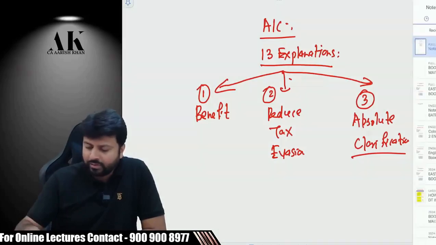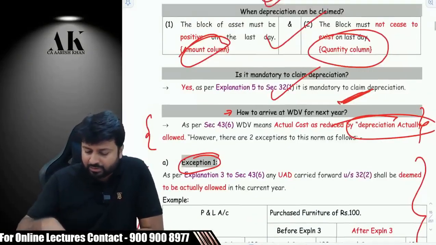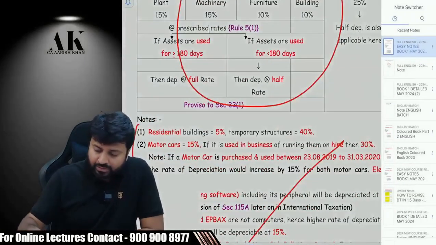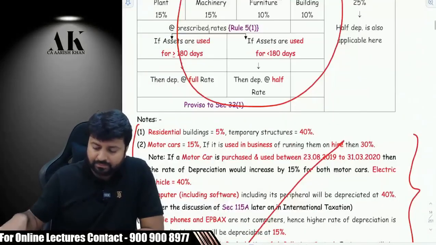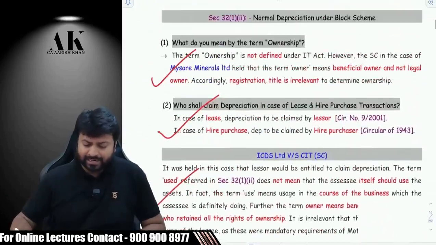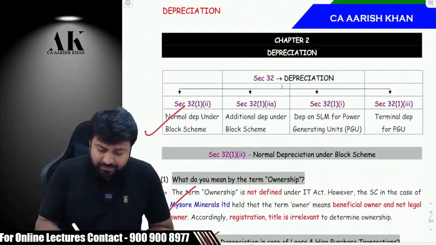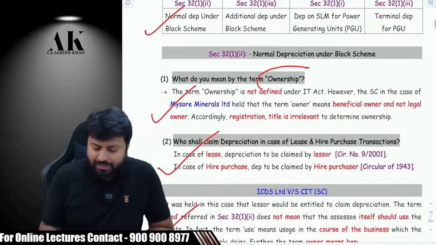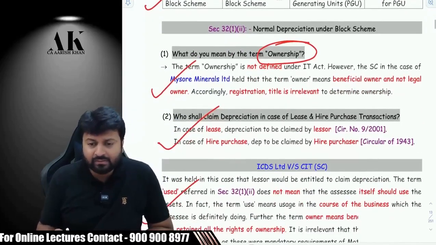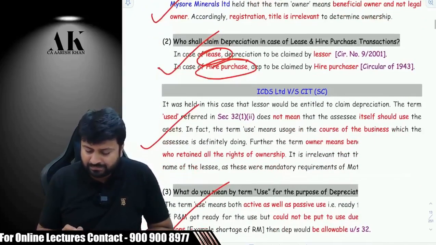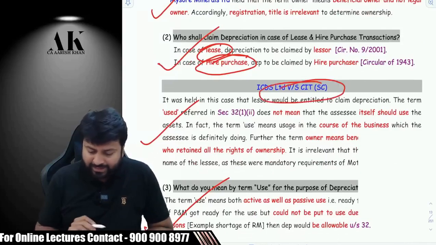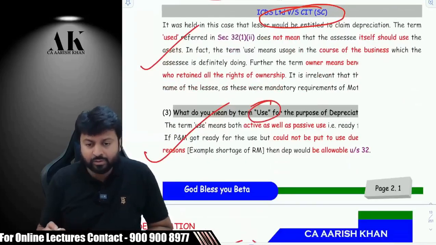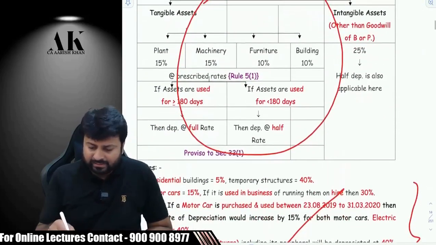Okay. So today's homework is what? What are you supposed to read? I'll just make you mark that you can read the first page of depreciation now, because we have done this discussion today, right? What do you mean by the term owner? In case of lease, who will claim depreciation? In case of hire purchase, who will claim depreciation? ICDS case law, right? What is the meaning of the term use? Correct? Then block of asset, etc.